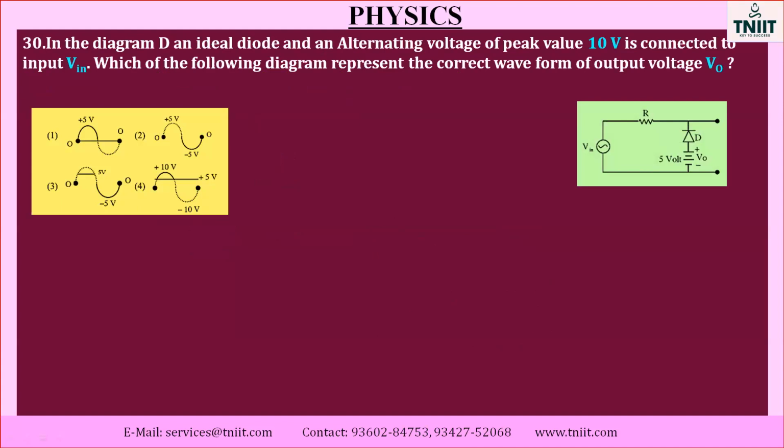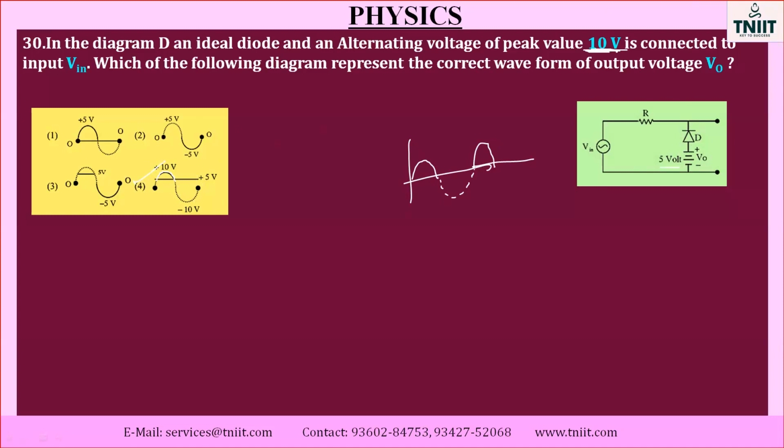Look at the diode. Can you tell me which bias it is? Now, positive is connected to positive, so it should be option 4. Only this is converted into DC. The next one will not convert into DC because we are using only one diode. When we are using only one diode, only 50% is converted. The next will convert, so option D is the right answer.